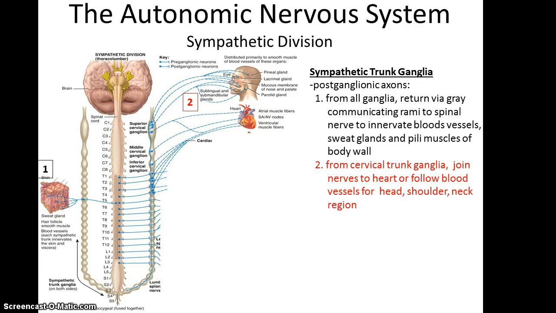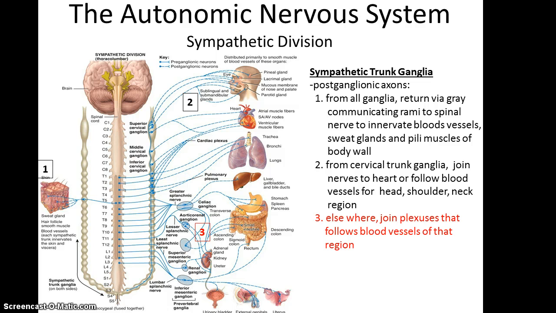However, the more common possibility is that the post-ganglionic axons are then going to leave the trunk and go to innervate whatever is important. So, for instance, they may join nerves and innervate the heart or other blood vessels found in the head, shoulder, and neck region, and this would be up in the cervical trunk ganglia portion of the sympathetic trunk.